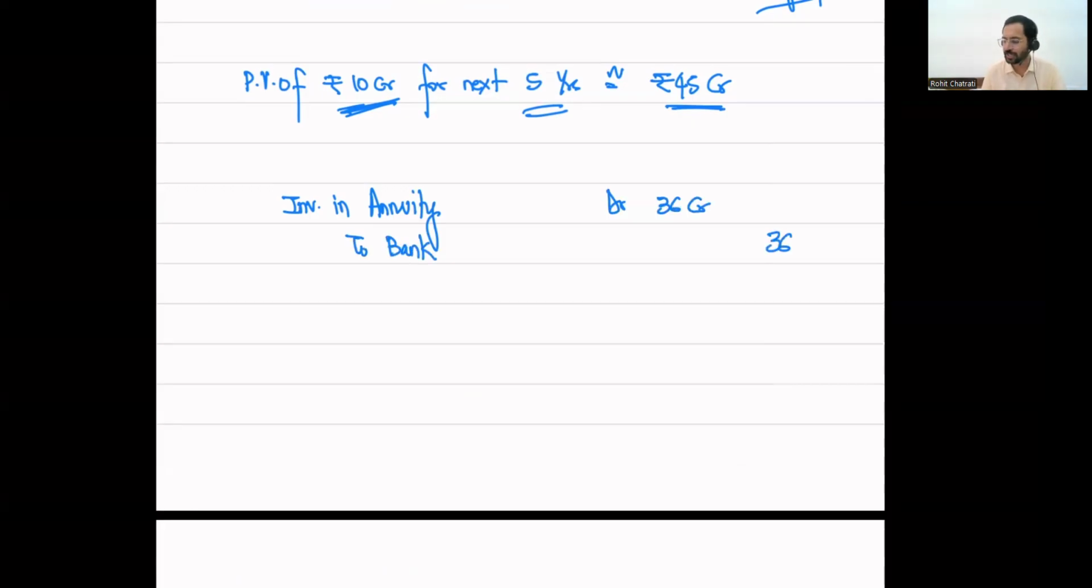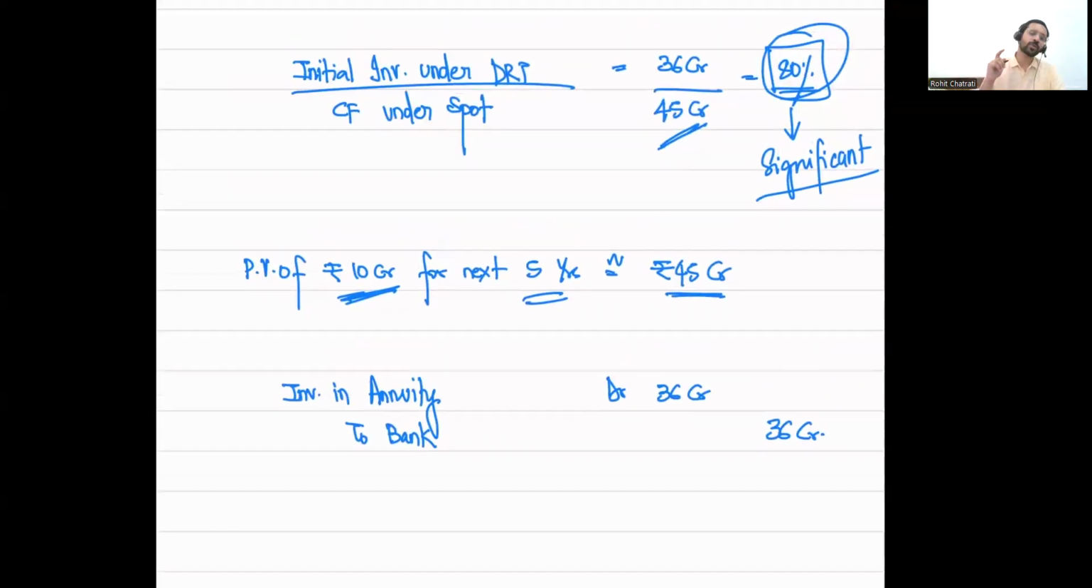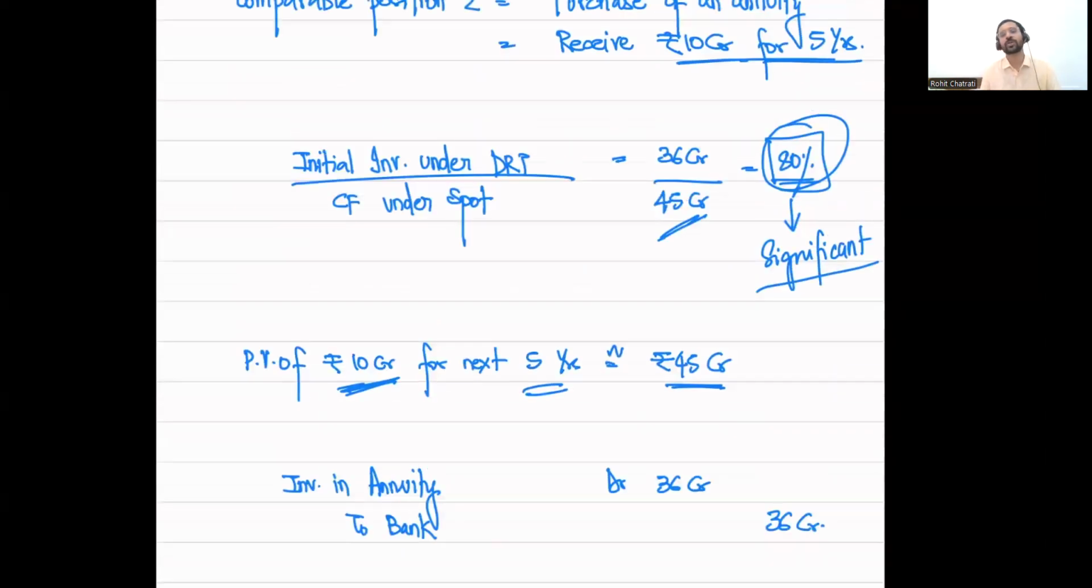It fails the definition of having a low initial investment. Therefore, we are not going to account for it as a derivative asset. We will be accounting for it as an investment in annuity and not as a derivative asset. Remember, the 90% threshold that I mentioned is a US GAAP rule, but over here, we are not going to consider the threshold as 90 percentage. 80 percentage is also a significant amount, and we are actually going to consider this as not a low investment. This fails the condition of having a low initial investment.